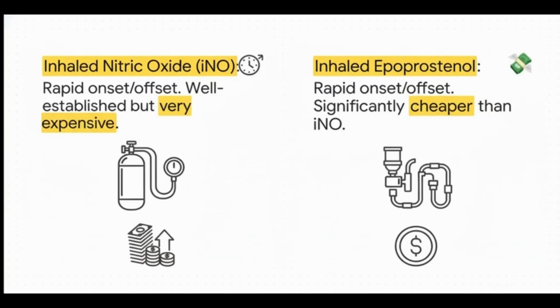So what if you need selective pulmonary vasodilation? These are your 2 primary agents. Both are fantastic, they work fast and wear off fast. Honestly, the key difference often comes down to what your hospital has and the cost. Inhaled epoprostenol is way less expensive than inhaled nitric oxide. Just remember, with both, you can get rebound pulmonary hypertension if you stop them suddenly.